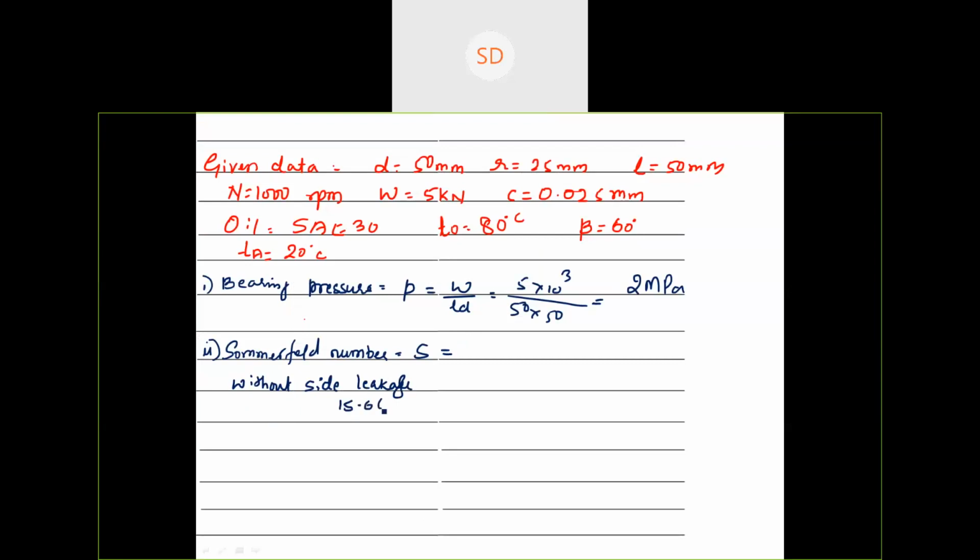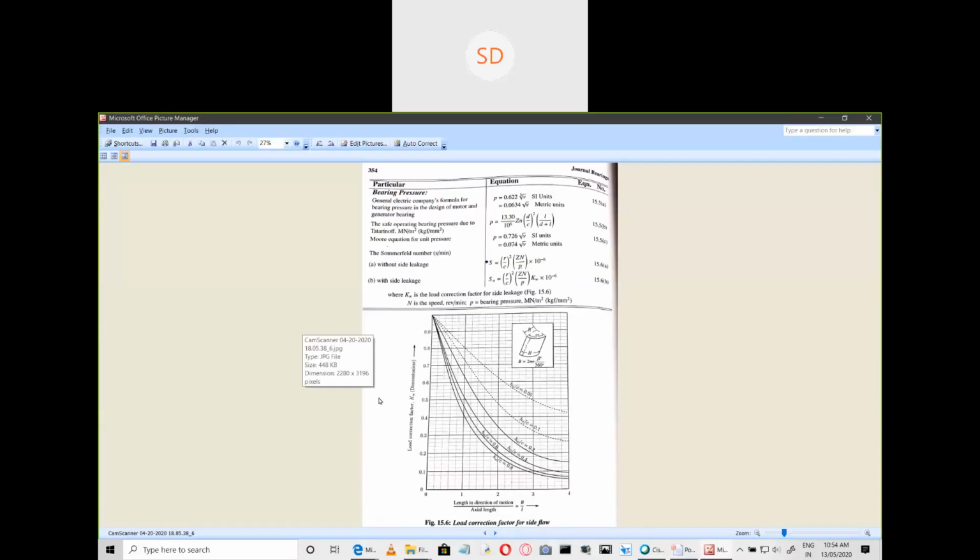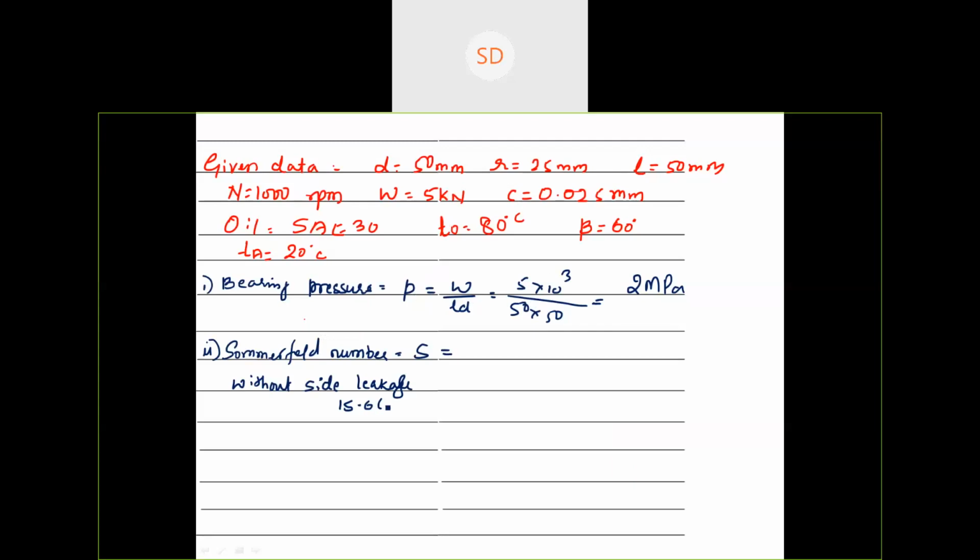So refer to equation number 15.6a. Now S equal to R by C square into Zn by P into 10 to the power of minus 6. Okay. Now R is given, C is given, N is given, P you have calculated. Next thing is you need to find out the absolute viscosity of the oil. Okay? Is it right?